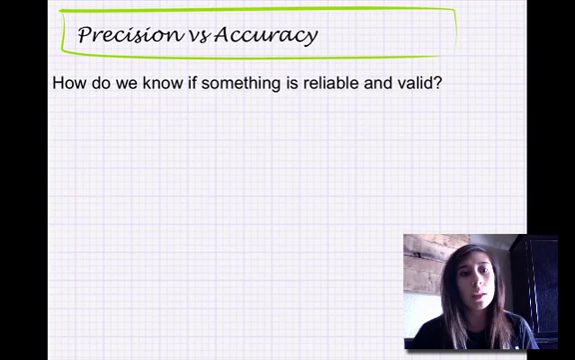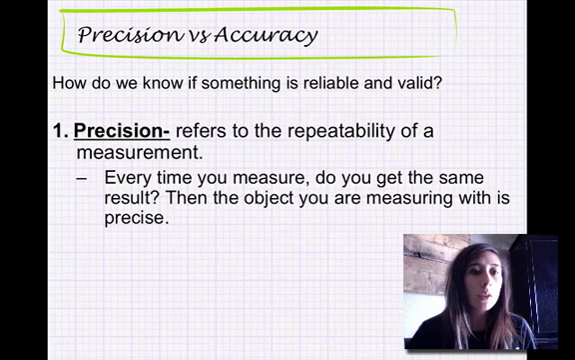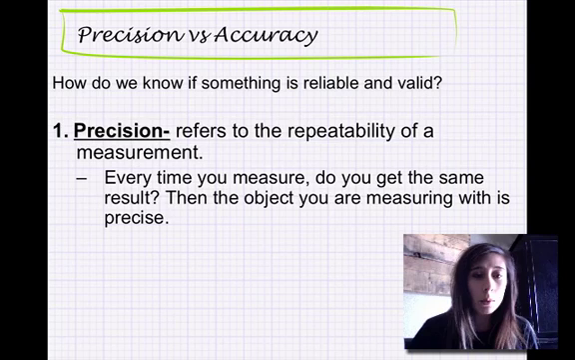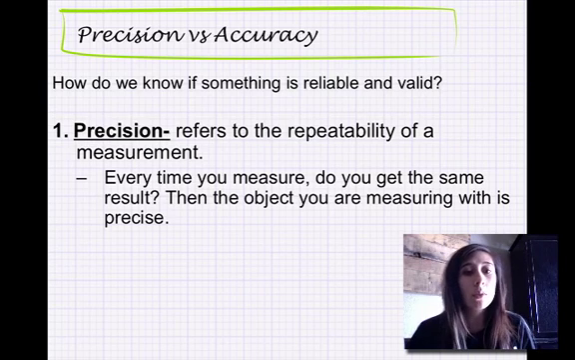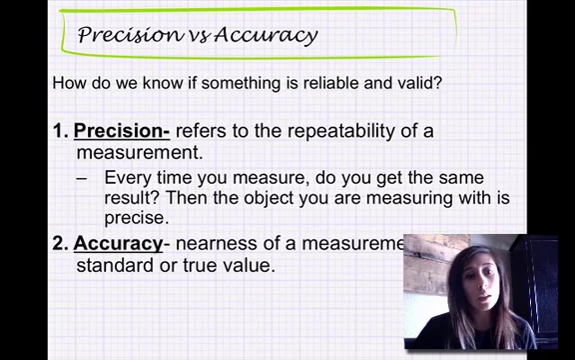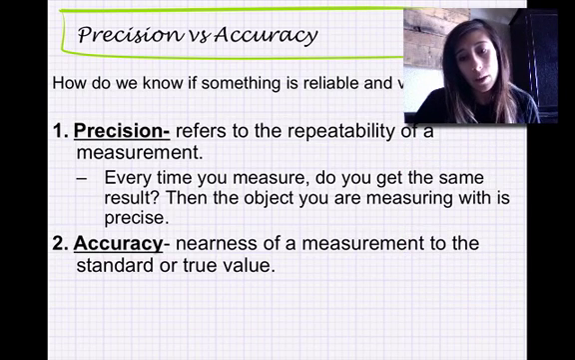Precision versus accuracy. How do we know if something is reliable, valid, or separately reliable and valid? First, let's talk about precision. When we say precision, we are referring to how repeatable the measurement is. Every time that you measure, are you getting the same result? If you do get the same result every time, then the object you are measuring is precise.